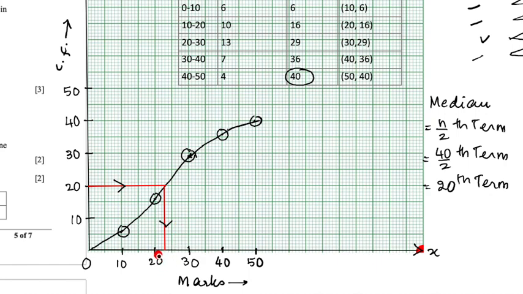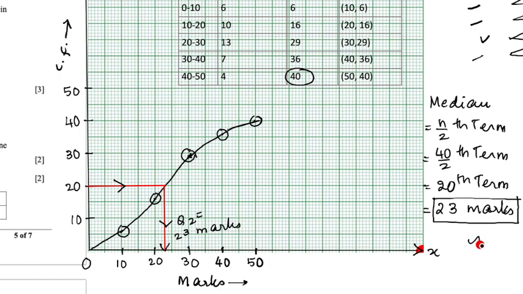So this is your 20, this is your 30, and this is your 23. So this value over here, this is going to give you 23 marks. And that is your Q2, which is median. So our 20th term is 23 marks. Okay, and that is our answer.